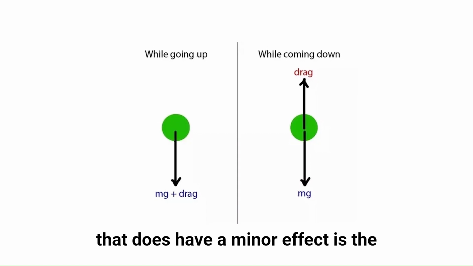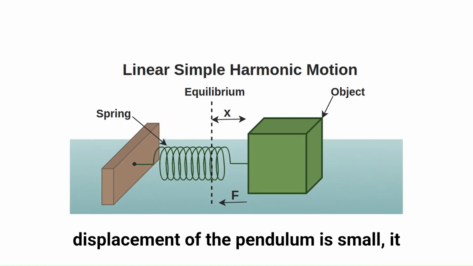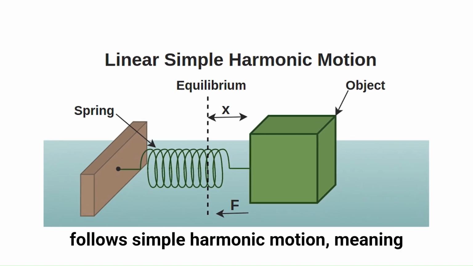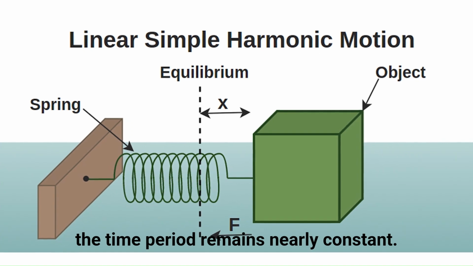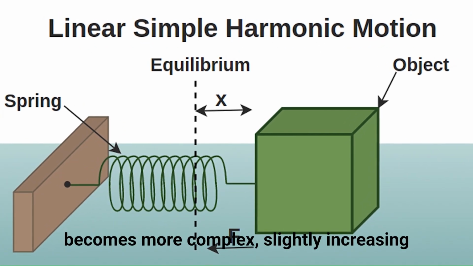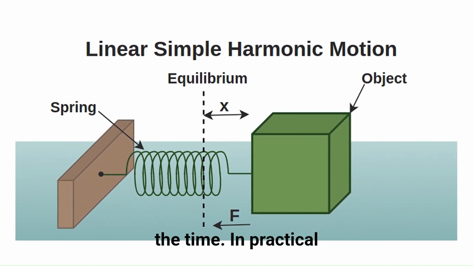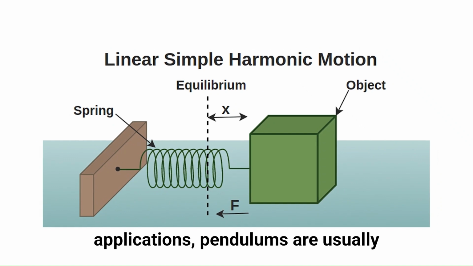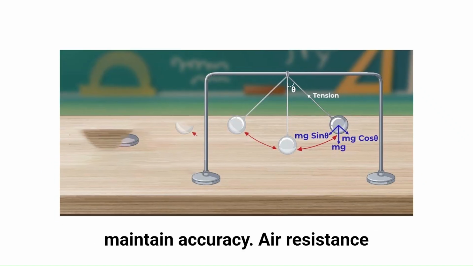One factor that does have a minor effect is the amplitude of oscillation. If the displacement of the pendulum is small, it follows simple harmonic motion, meaning the time period remains nearly constant. However, at larger angles, the motion becomes more complex, slightly increasing the time period. In practical applications, pendulums are usually operated within small amplitudes to maintain accuracy.